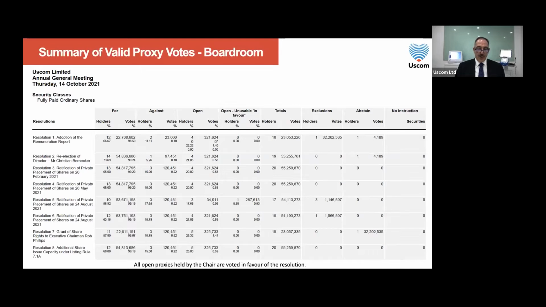Resolution three, moving on, is as follows: that for the purpose of ASX Listing Rule 7.4 and for all other purposes, the issue of 178,571 shares at an issue price of 14 cents per share on the 26th of February 2021 to the person identified and on the terms described in the explanatory statement, which forms part of the notice of meeting, be approved. Are there any questions in relation to this resolution? If so, again, just raise your hand.